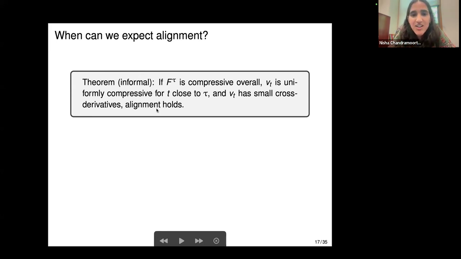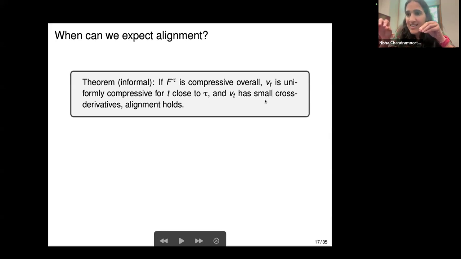So one sufficient condition for when this alignment property, which recall is that the most sensitive subspaces as we defined before are aligned with the tangent spaces of the data manifold, happens when we have the original dynamics, this F tau, which is the generative model from 0 to tau, be compressive overall. That means all the finite time Lyapunov exponents are negative. And this V_t, the vector field, is uniformly compressive, and it has small cross derivatives. So it seems like a lot of technical conditions.